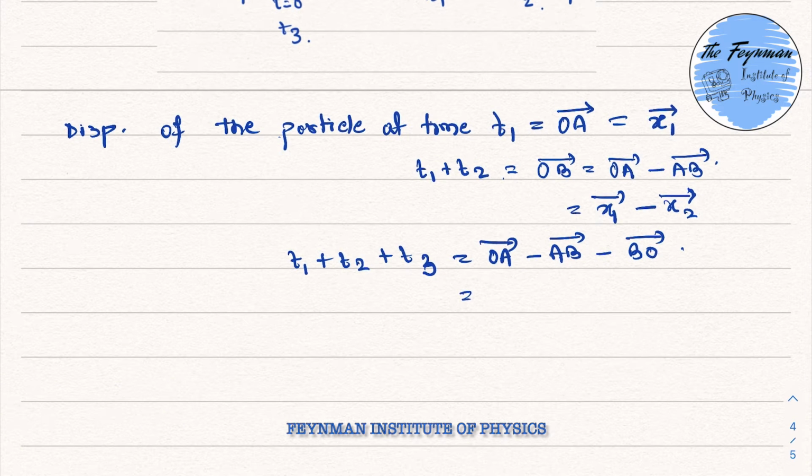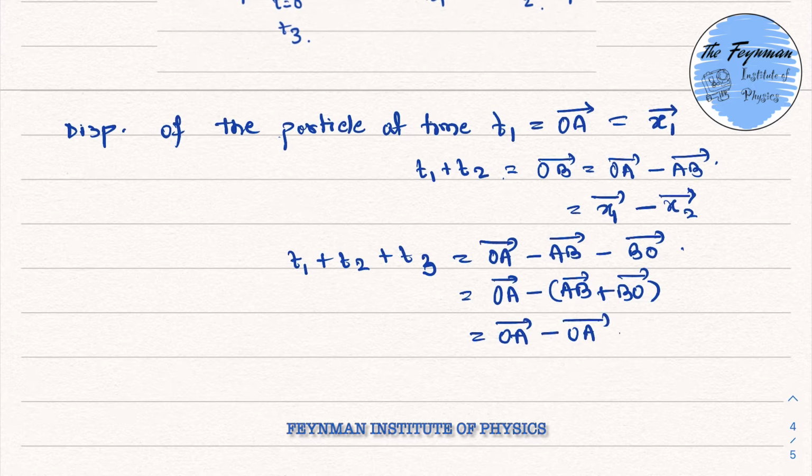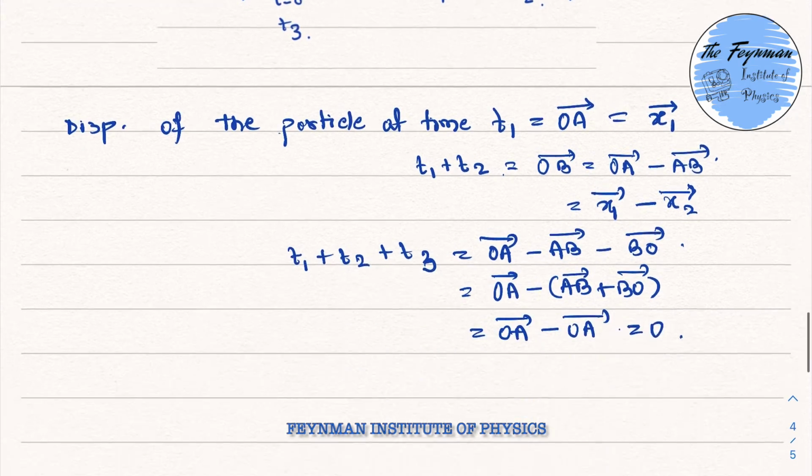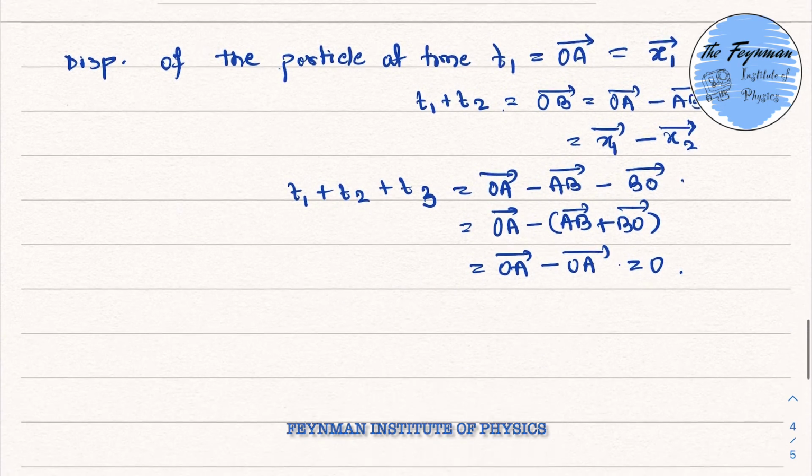Now in this case we find OA minus AB plus BO. Now from the geometry we can find that AB plus BO is equal to OA. So OA minus OA, and that is equal to 0. So this is why, when the initial and the final position of the object is the same, the displacement is equal to 0.